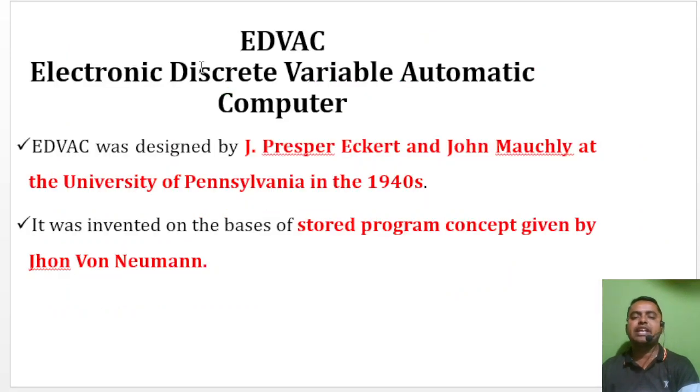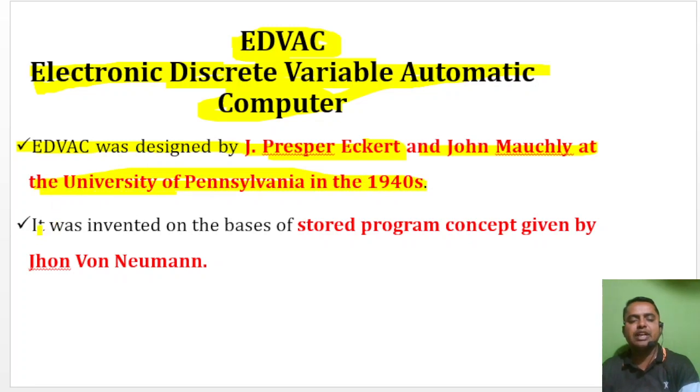ENIAC. Next, EDVAC. The abbreviation is also very important. Many times this has been asked. EDVAC means Electronic Discrete Variable Automatic Computer. EDVAC was designed by J. Presper Eckert and John Mauchly at the University of Pennsylvania in the 1940s. It was invented on the basis of the stored program concept.